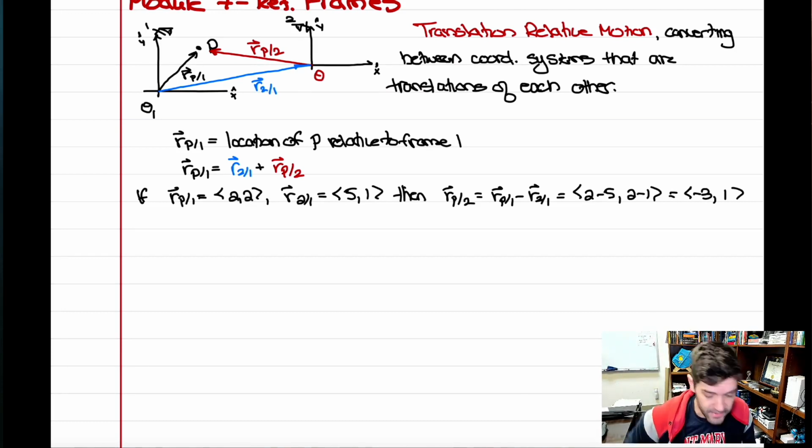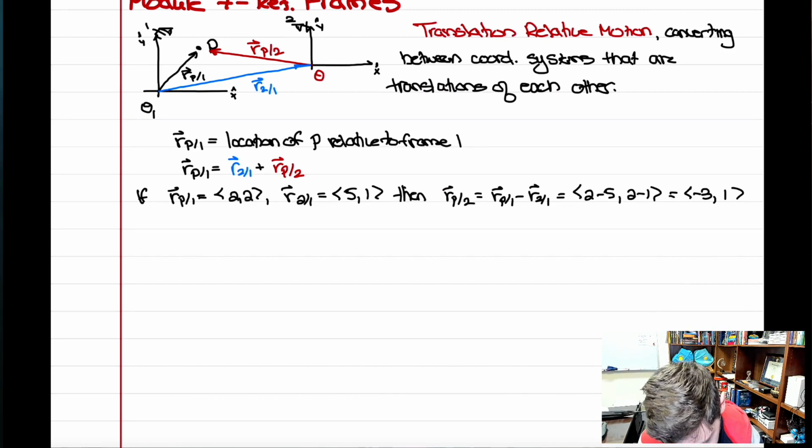And if we look at the picture, that kind of makes sense. The person in frame 2 says that I have to go 3 spots left and 1 spot up to get to p, compared to the person in frame 1 who says you have to go 2 spots to the right and 2 spots up to get to p. That blue vector, the relative vector between the two reference frames, connects the two. So pretty easy.